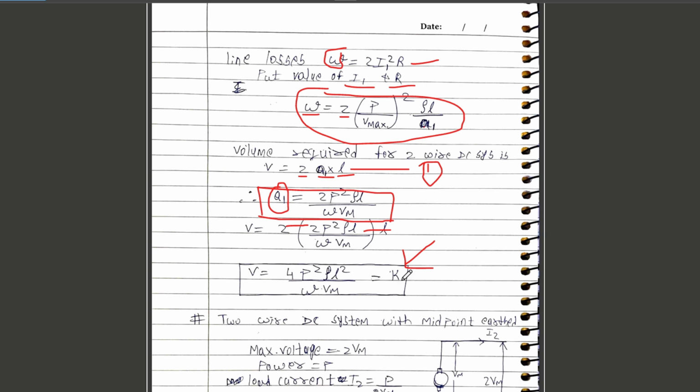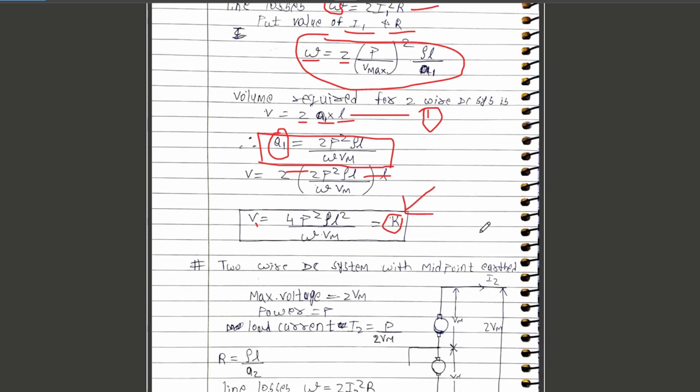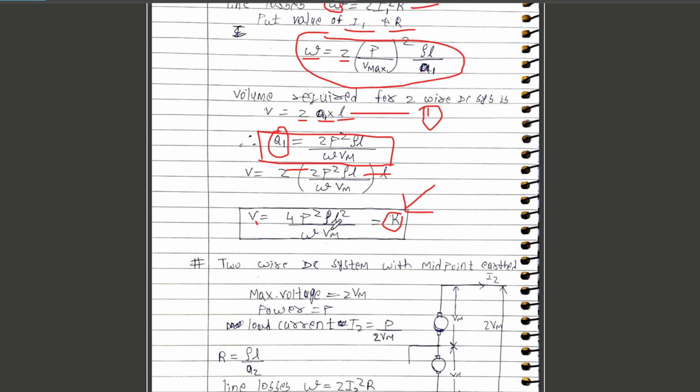Let's consider this as K. We will take this as V1 for the two-wire DC system, and we will denote it by K. The equation is 4 P square rho L square by omega Vm square, where P is power, rho is resistivity, L is the length of the wire, omega is losses, and Vm is the maximum voltage across the system. Then we get the volume of a two-wire DC system.